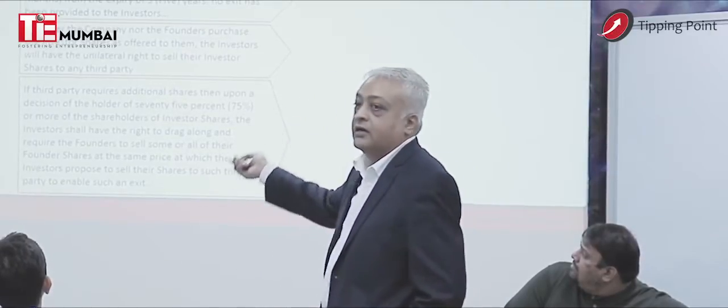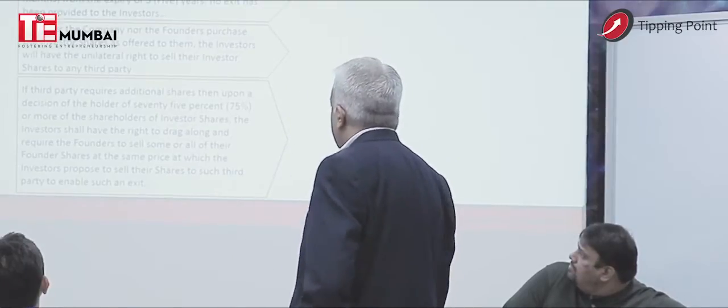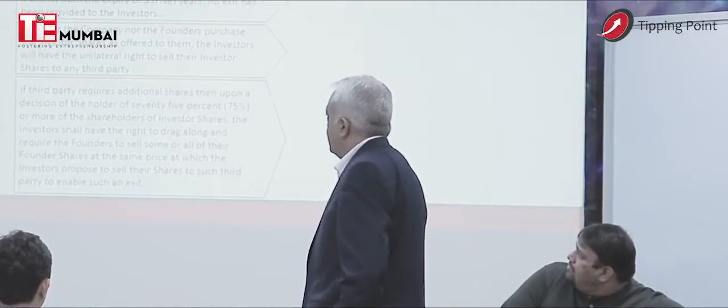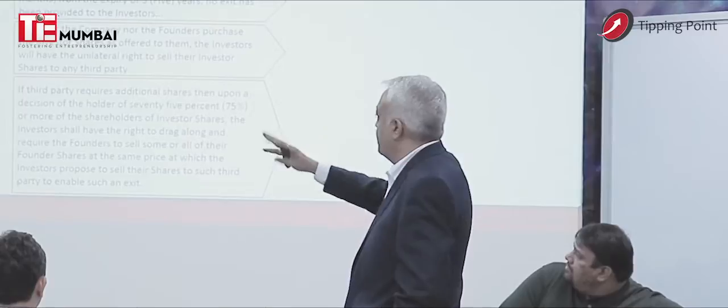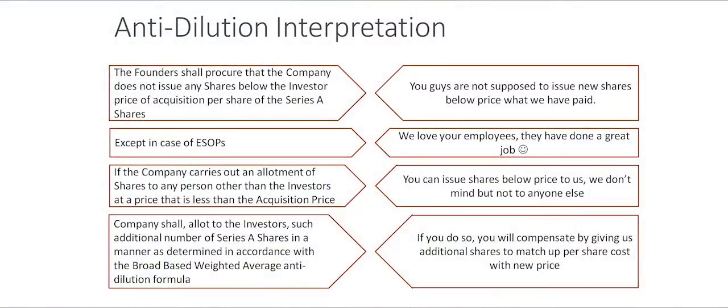So that is what this drag-along statement talks about. If a third party requires additional shares, then upon a decision of the holders of 75%, again this percentage depending on how you have agreed upon, more of the shareholders of investor shares, the investor shall have the right to drag along and require all the founders to sell some of their shares, and so on.